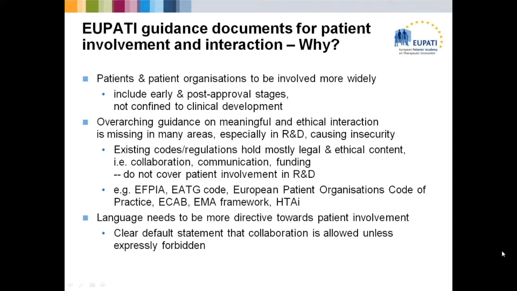Most of the existing codes and regulations we found when we reviewed them were covering legal and ethical content. They were talking about collaboration with patient organisations and didn't mention any involvement in R&D processes with patients. And some of the codes that we did review, which are actually listed in the appendix of the guidance document, were the codes from FPA, the EATG, the European Patients Organisations Code of Conduct, conversations and records from ECAB, the EMA framework, and HTI. So those were just a number of the codes that we did review before we actually developed the guidance document.